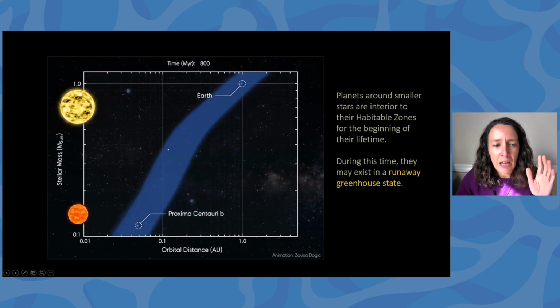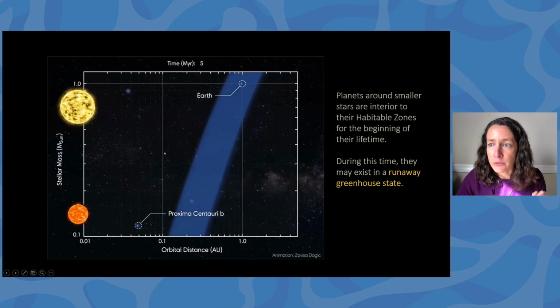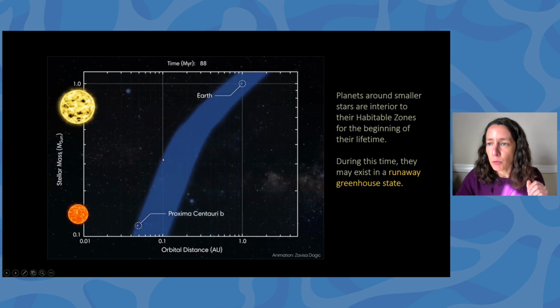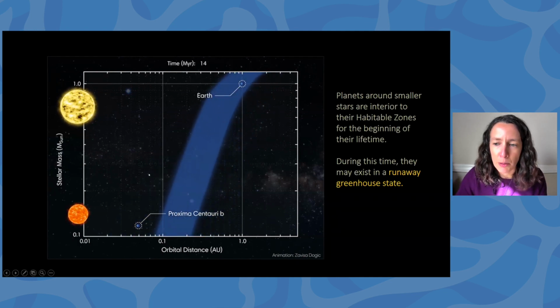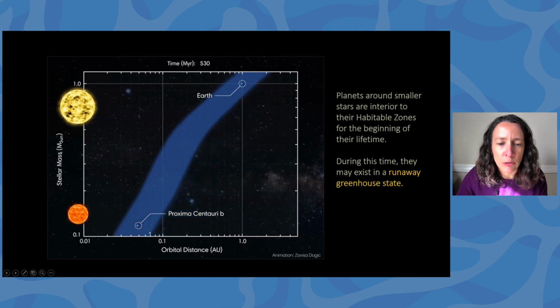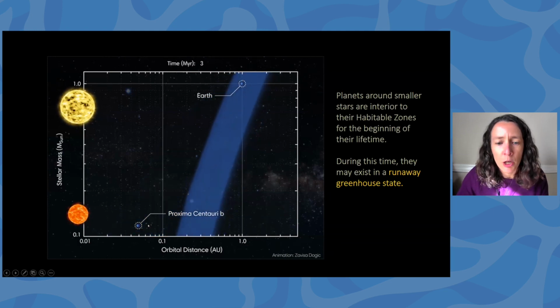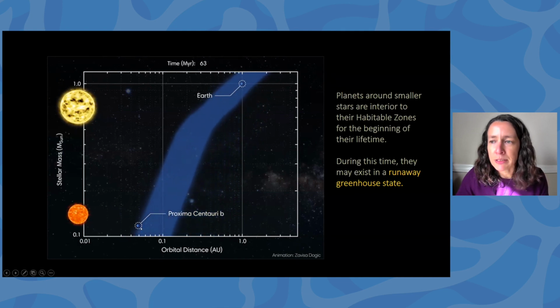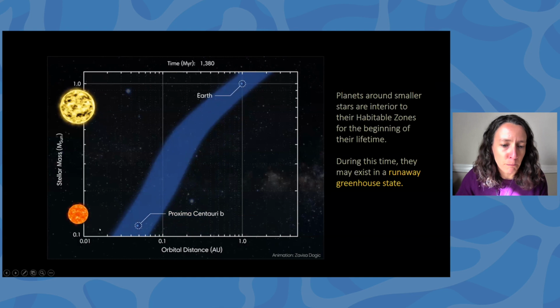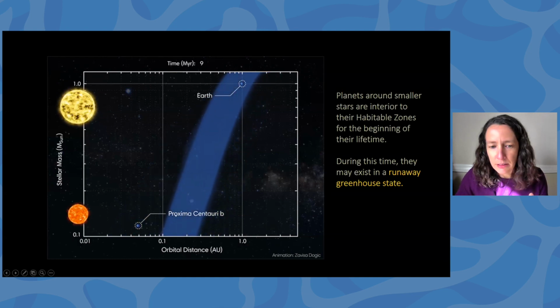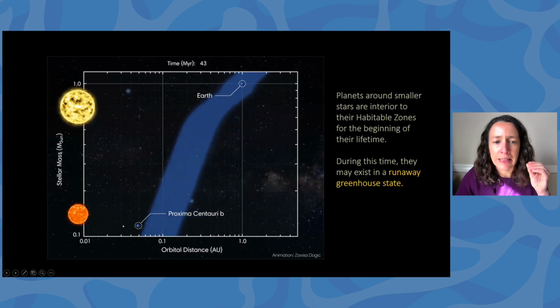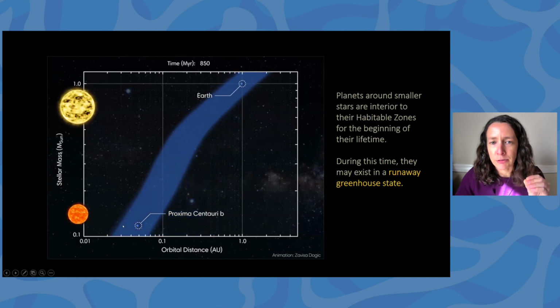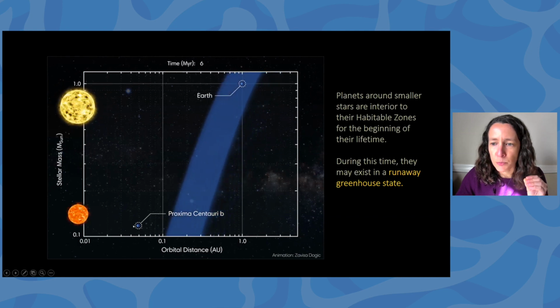But the evolution of the star's luminosity also influences not just the habitability, but whether a planet can in fact retain water on its surface and what happens to that water. So I'm going to draw your attention down to this planet down here, Proxima Centauri b. Proxima Centauri orbits a star about 1/10 of the size of our sun. And as you can see from this little movie, Proxima Centauri b is actually interior to its habitable zone in its early history. That means that it is too hot to have liquid water on its surface for that first period.